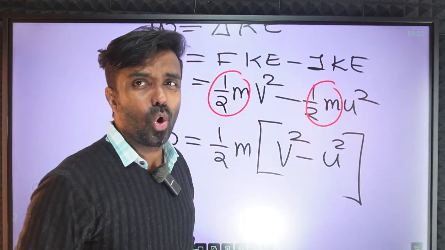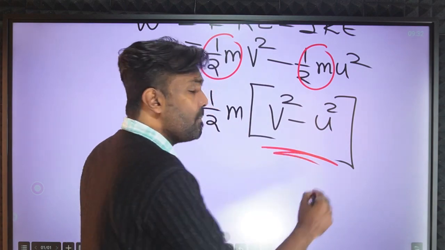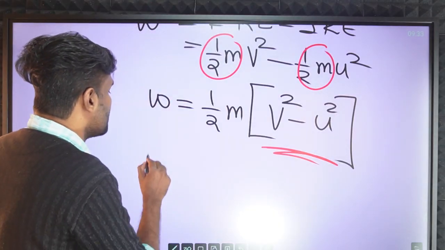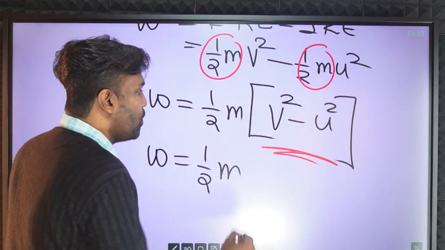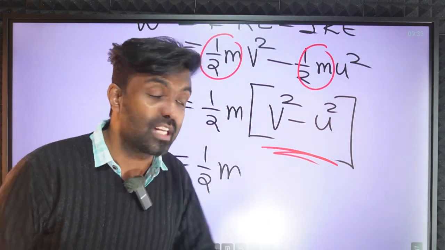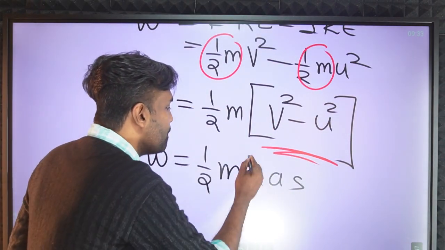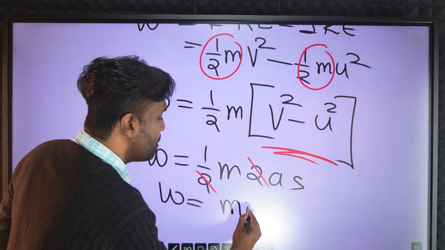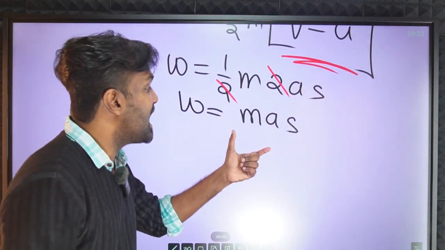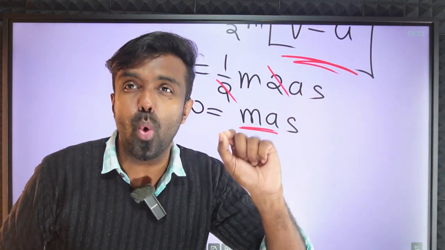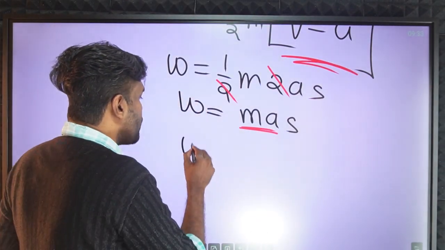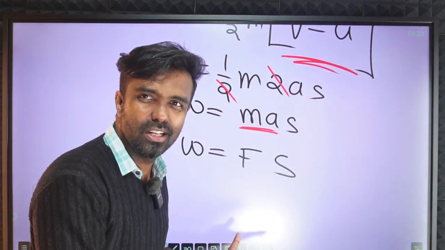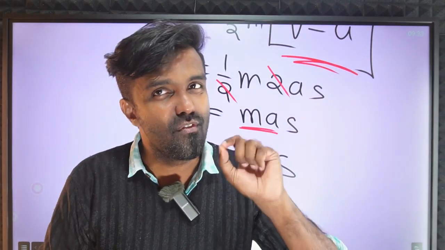Everyone knows from the equations of kinematics that v squared minus u squared equals 2as. So you can simply write W equals half into m into 2a s, and cancel the 2 and 2, and you get W equals m a s. What is m a? Mass into acceleration, the force. So W equals force into displacement, that is the work done. This is the work energy theorem: the change in kinetic energy is stored as work done.